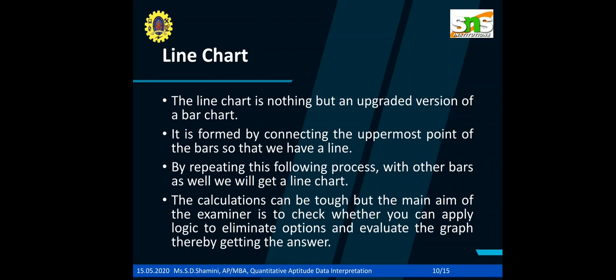Questions. And the next comes the line chart. Line chart, as we all know, is a simple one. Basically, it starts from standard 3. It is an upgraded version of a bar chart. It is formed by connecting the uppermost point of the bar so that we have a line. By repeating this process with other bars as well, we'll get a line chart.